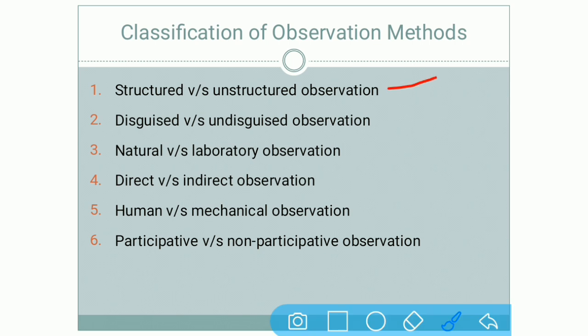Number 1 is structured versus unstructured observation. As I said in the last video, what is observation? You want to observe a particular element. Not only do you have to hear, but you have to see them also. Now, number 1 is structured versus unstructured. Structured observation is used when the research problem has been formulated precisely and observers have been told specifically what is to be observed.